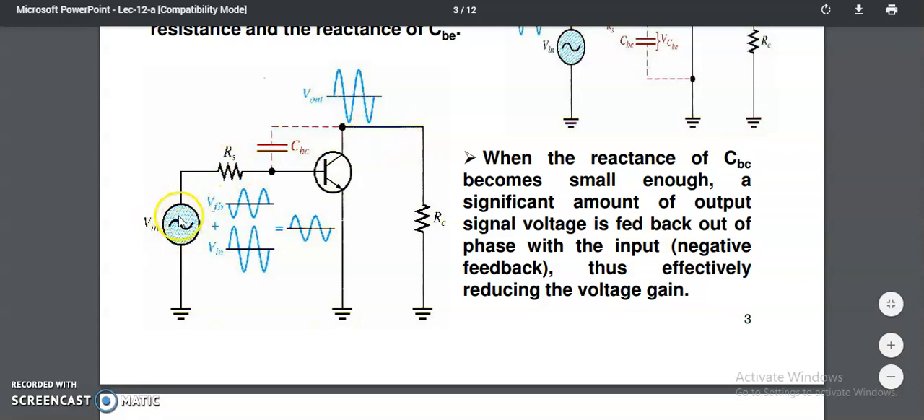If the input signal frequency is very high, right? Now the parasitic capacitances come into action. One of the parasitic capacitances is the capacitance connected between the collector and base. Fine. So here the collector terminal is not directly connected to ground and the base terminal is not directly connected to ground.